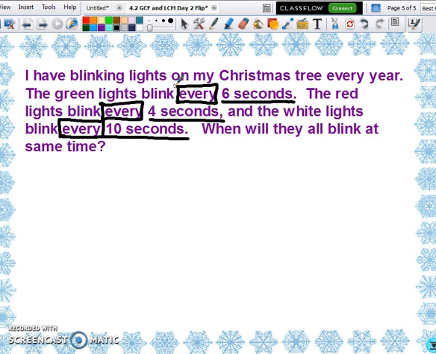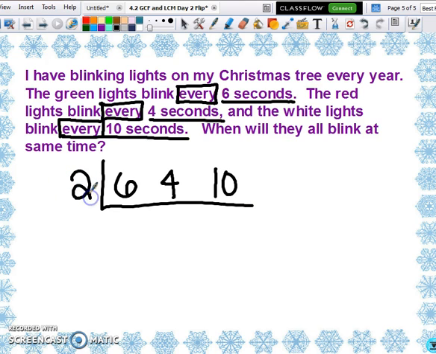So we know that we need to put these in the upside down cake. So we have 6, we have 4, and we have 10. Now, let's go ahead and pull out our common factors. In this case, I see that they're all even, so I'm pulling out the 2. 6 divided by 2, 3. 4 divided by 2, 2. 10 divided by 2, 5.